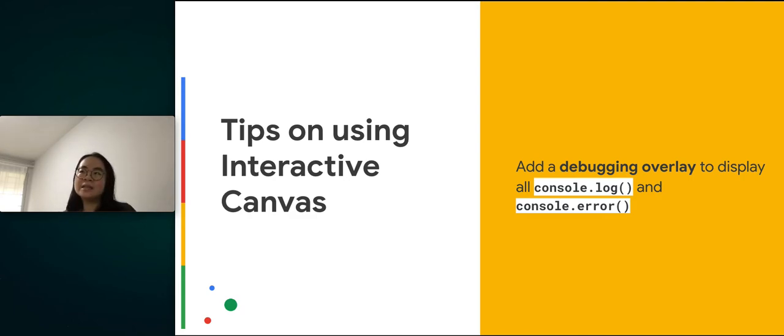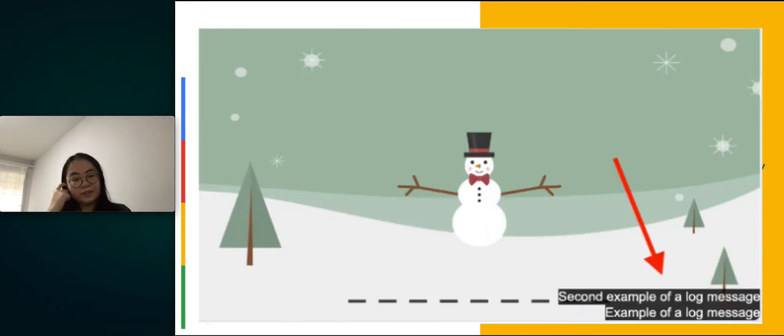Finally, add a debugging overlay to display all of your console logs and console errors. Like in this image, you will see that it's at the bottom right corner. I'll be leaving some resources towards the end of the slides so that you can follow along and add your own debugging overlay at your own time. But this is very, very helpful when you're trying to debug any issues.